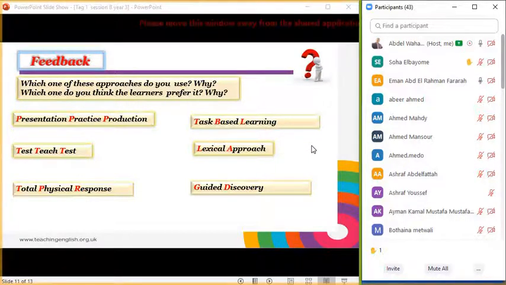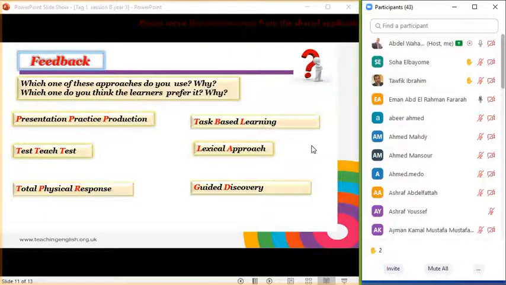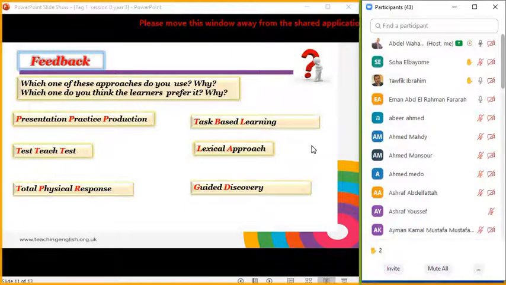Yes, I think guided discovery approach. You think guided discovery approach is suitable for you? Okay. What about your learners, and why do you use guided discovery? I think they practice more. It gives a chance to learners to practice more and use language. Yes. Okay, and it is a part of the inductive learning approach.